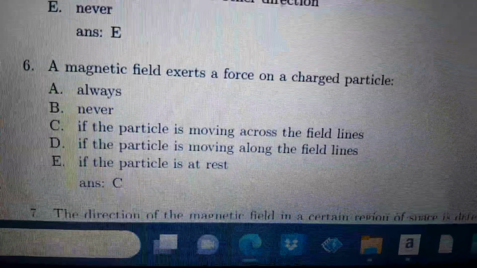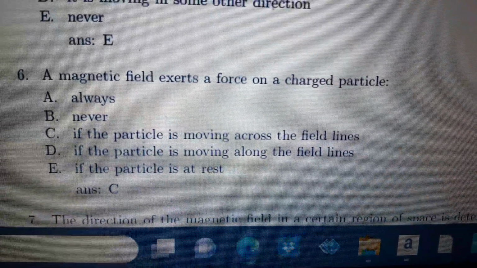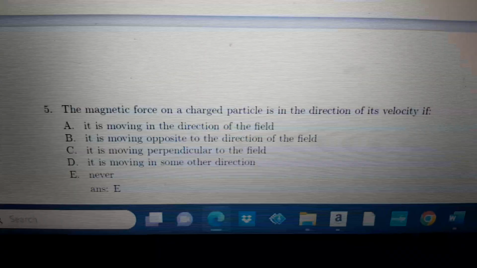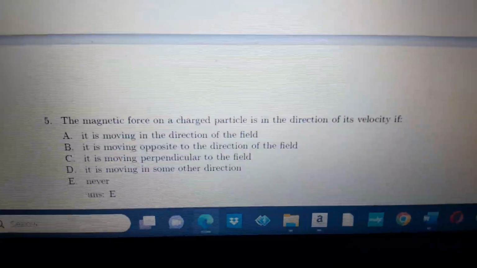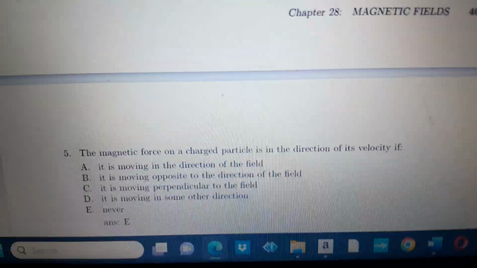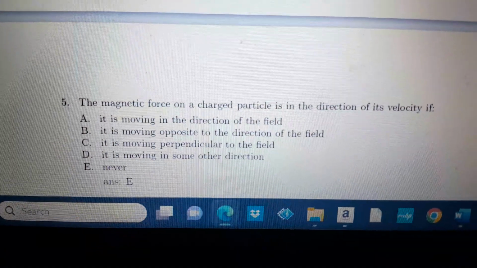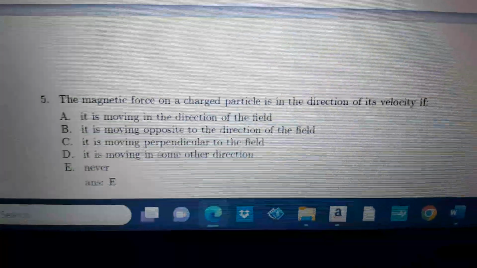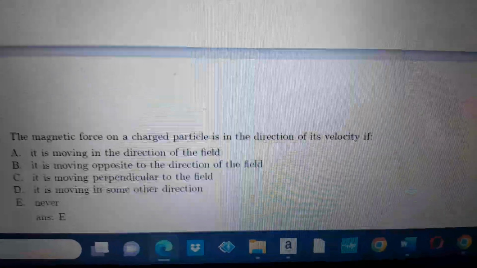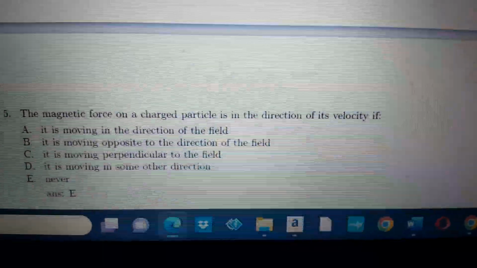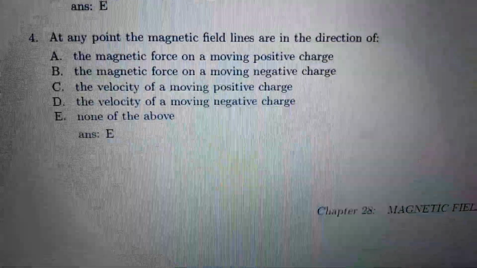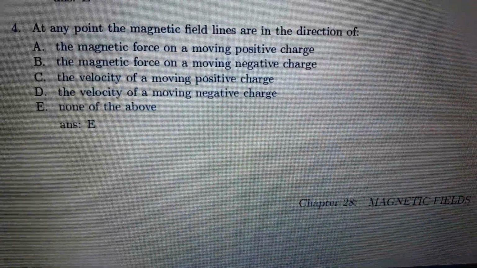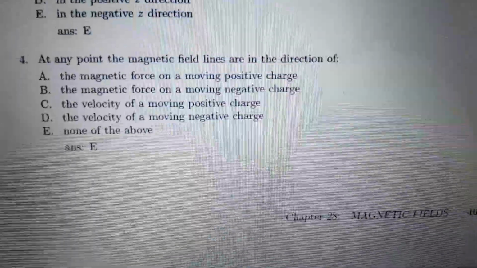The magnetic field exerts a force on a charged particle if the particle is moving across the field lines. The magnetic force on a charged particle is never in the direction of its velocity. At any point, the magnetic force is never in the direction of the velocity.